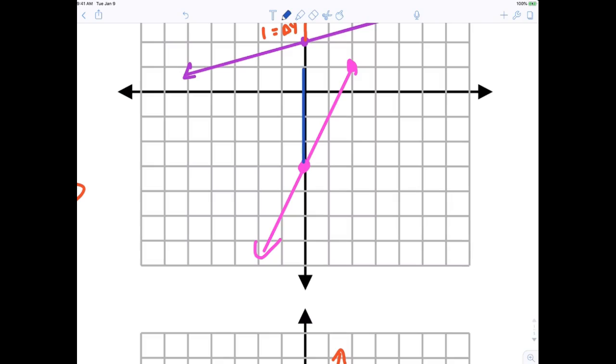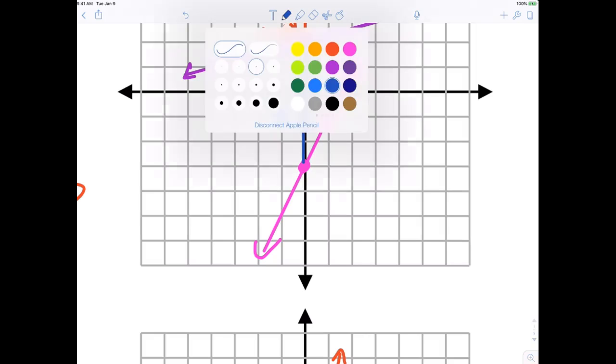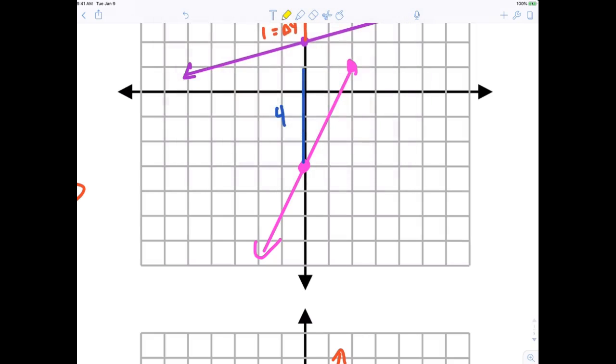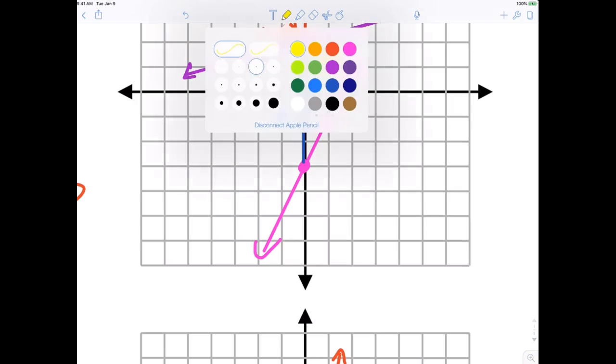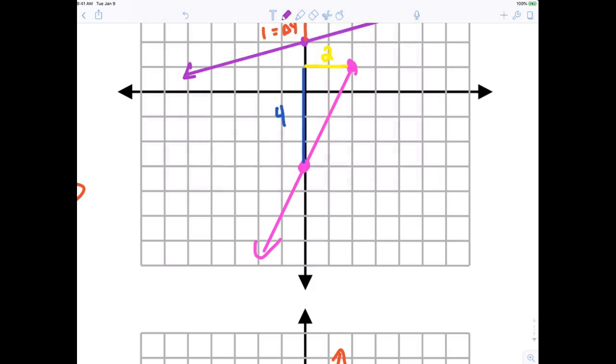This is called what? Rise. That's the rise. How much did I rise? 4. And then I ran how much? 2. Now remember, this is delta y. This is delta x.